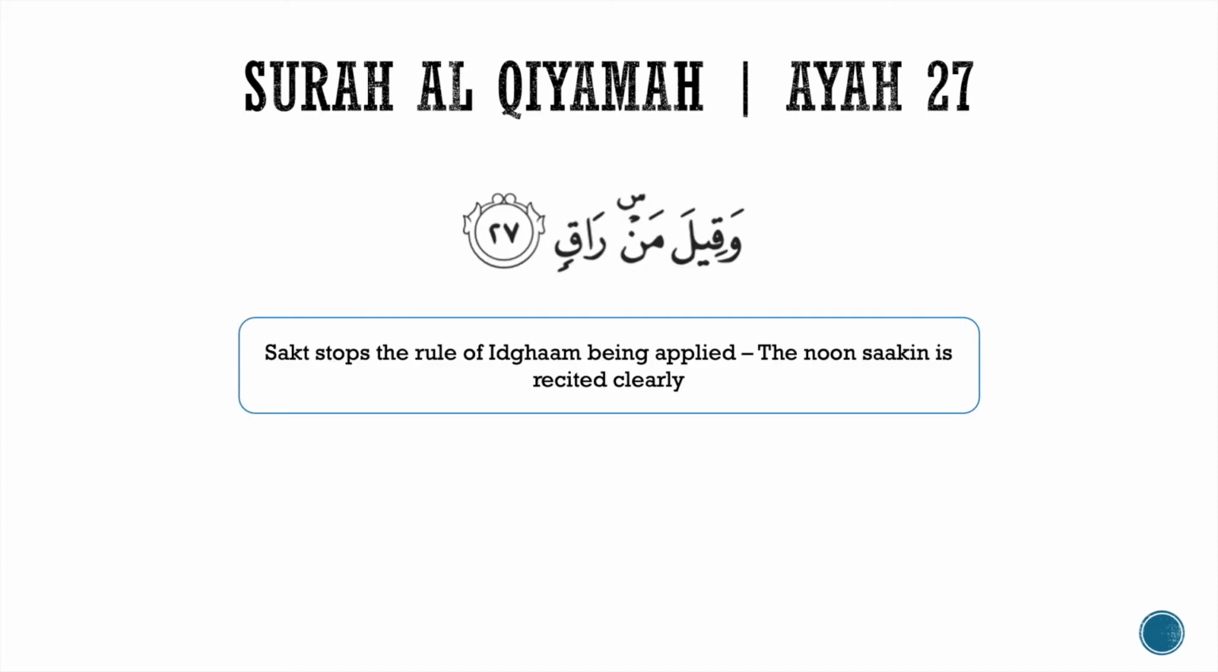The third example is in Surah Al-Qiyamah, Ayah 27. Now here, as you can see, it is in the middle of the ayah. The sakt will actually stop the rule of idgham. As you can see, there is a noon sakina followed by the letter ra, where normally we would make a merging, an idgham. But because of the sin sign, the sakta sign, we won't. We will be reading the noon clearly. So we will read it as وَقِيلَ مَنْ رَاقَ. And here you take the breathless pause and read the noon clearly.